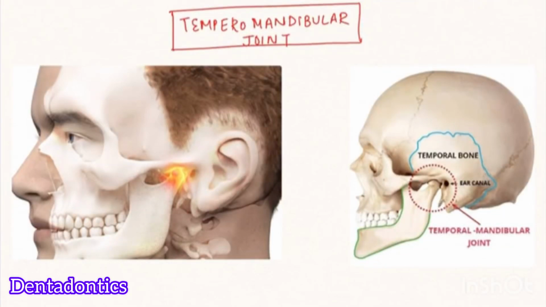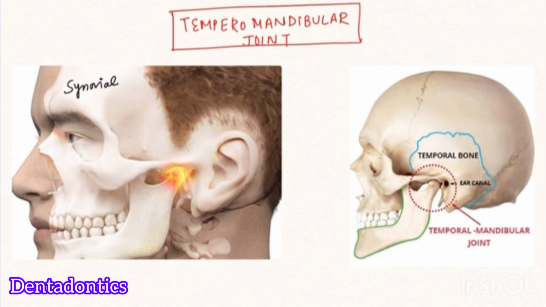Hello friends, so our today's topic is temporomandibular joint, that is TMJ. We have three major joints: fibrous joint, cartilaginous joint and synovial joint. So the TMJ is a synovial joint of condylar variety.